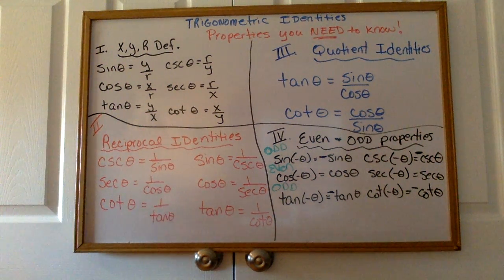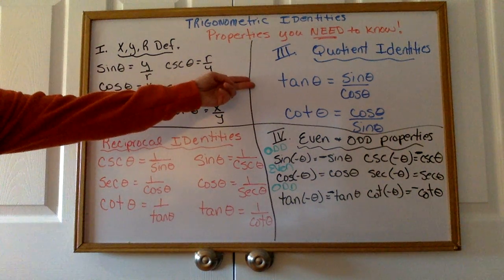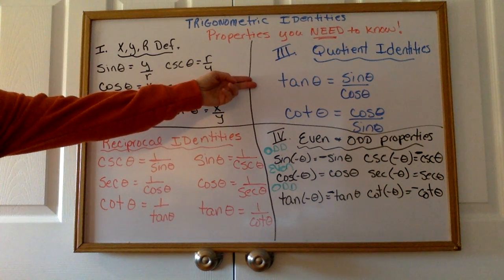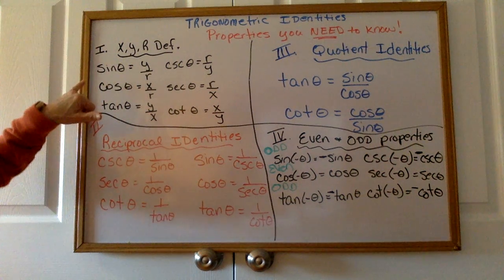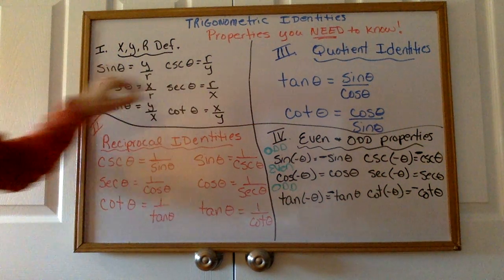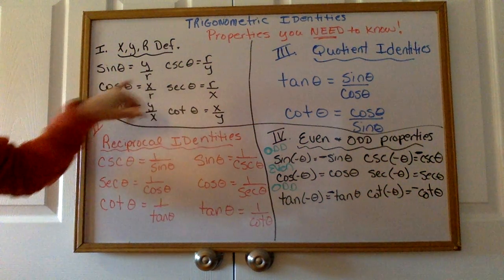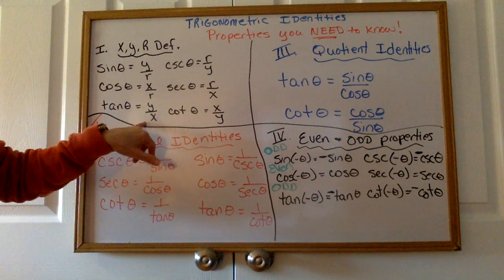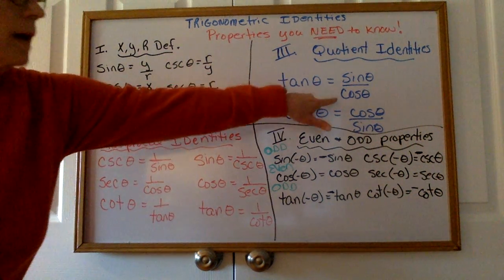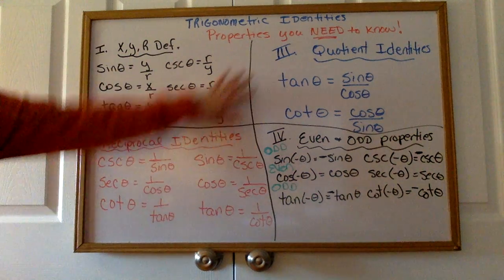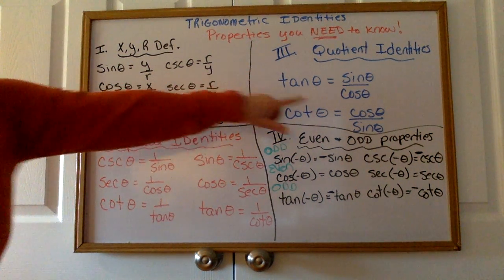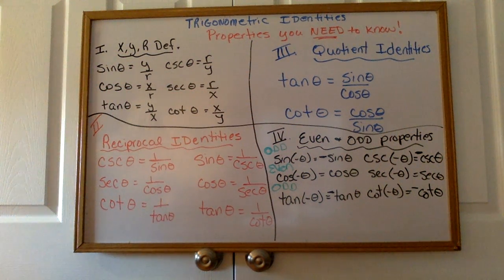Number 3 are your quotient identities. The tangent is sine divided by cosine. If you think about the fact that on the unit circle, the sine is y and the cosine is x, then the tangent is y over x. So the tangent is sine over cosine. The cotangent is the reciprocal of tangent, so it's cosine divided by sine.